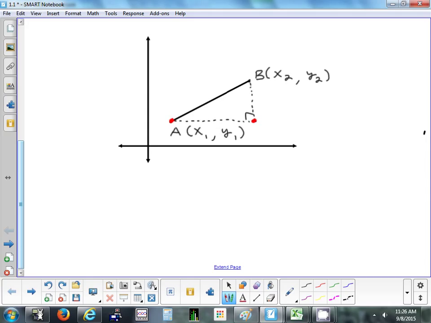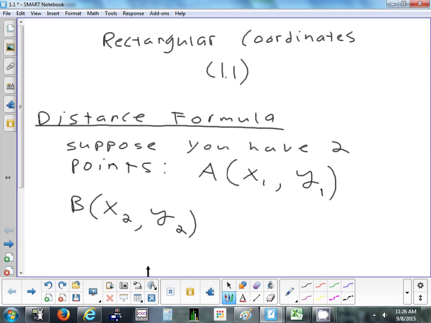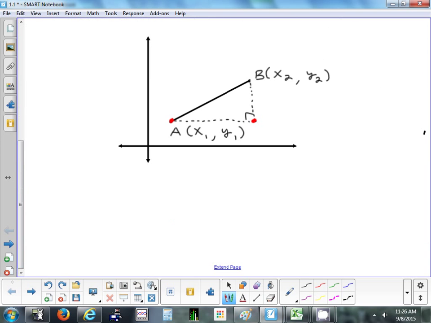Okay, you can do it in either order. Let me see how I did it. Yeah, I did it like that. So the length of this bottom side is x2 minus x1. That's the bottom. All right, so if x2 was 10 and x1 was 3, the difference between 10 and 3 would be 7 units long. Just subtract those 2.